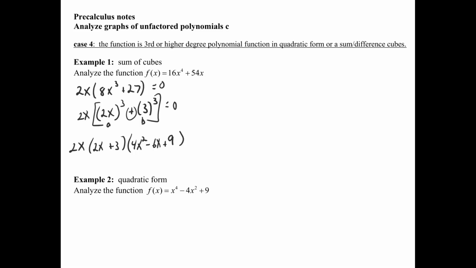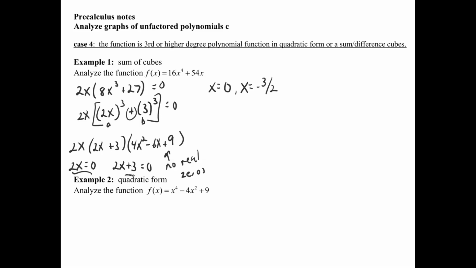Now, we know that this is going to be an irreducible trinomial, so the only place we're going to get x-intercepts are from the 2x equals 0 and the 2x plus 3 equals 0. And this has no real solutions, so I'm just going to say no real zeros. Okay, so our zeros that we get from this, we get a 0 from this one, right? Divide both sides by 2. So we have x equals 0. And this one, subtract 3, divide by 2, and we get x equals negative 3 over 2.